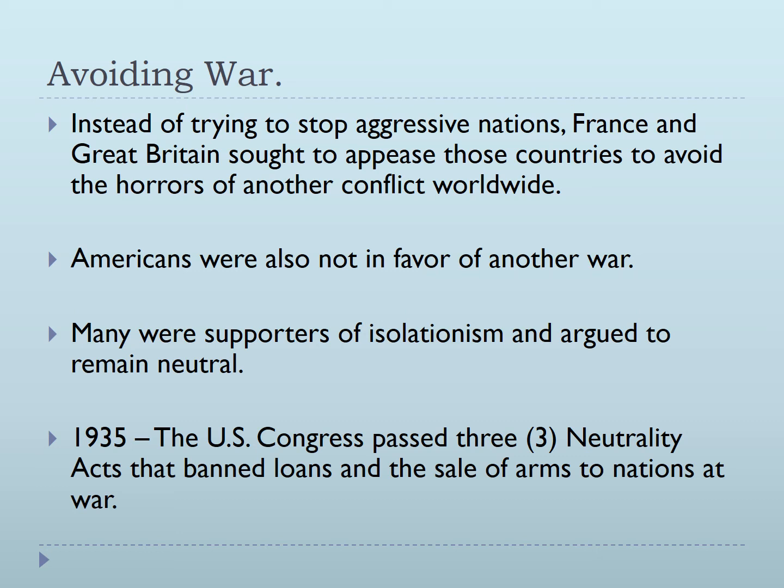So instead of trying to stop aggressive nations, France and Great Britain sought to appease those countries to avoid the horrors of another conflict worldwide. And Americans were also not in favor of another war. Many were supporters of isolationism, not forming alliances or ties with any countries and wanting to remain neutral. So in 1935, the U.S. Congress passed three neutrality acts that banned loans and the sale of arms to nations at war. So again, the United States is really looking to stay out of any type of foreign conflict as well.